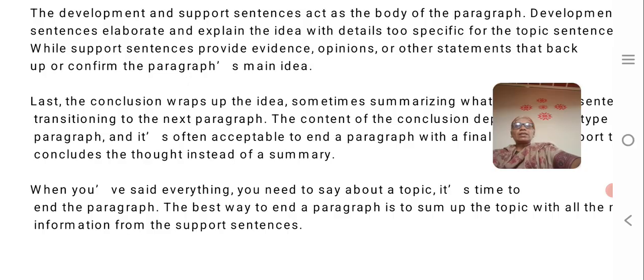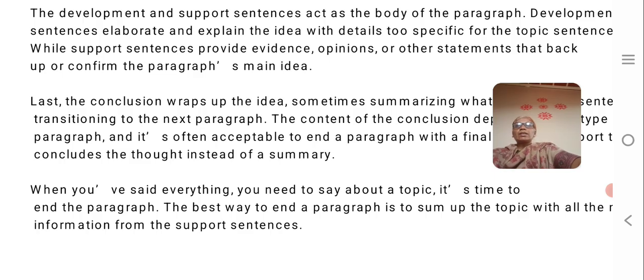The supporting sentences provide evidence, examples, details, or explanations to support the topic sentence. They should be relevant to the main idea and must help to develop the topic in a logical and organized way. Supporting sentences can include facts, statistics, anecdotes, or personal experiences that are related to the supporting details.